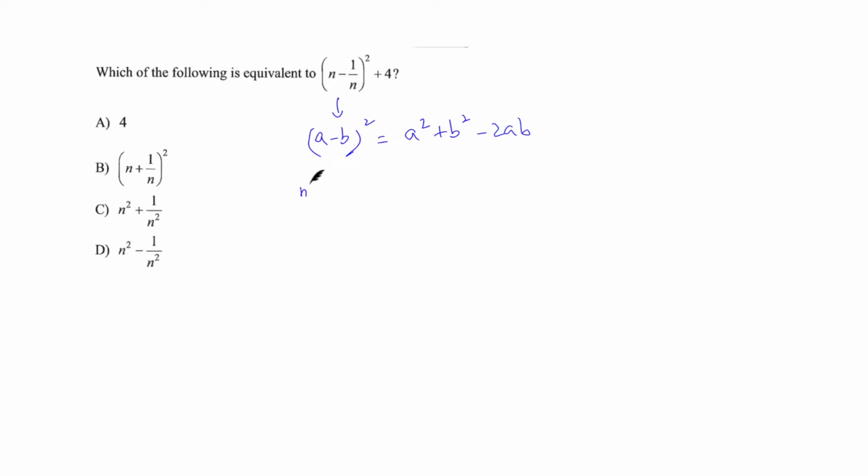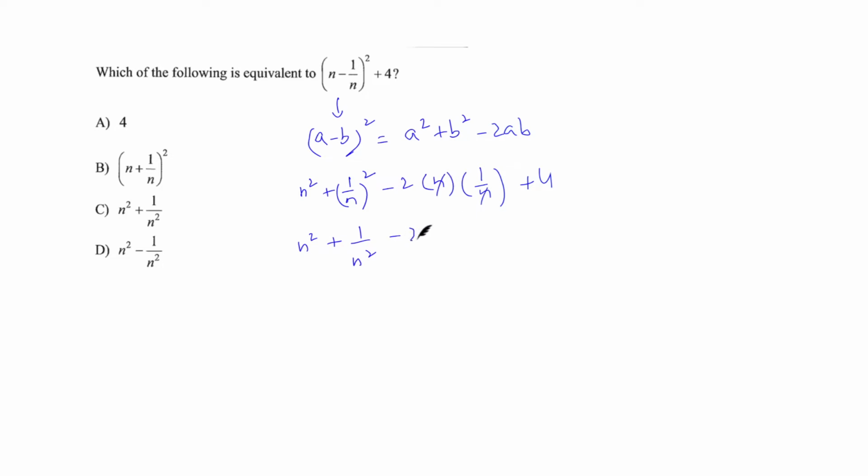We have n squared plus b squared, which is 1 over n whole squared. Lastly, we have minus 2ab. 2 into n into b is 1 over n. And lastly, we have plus 4. Just be careful with the signs and with the brackets. Okay, n squared plus 1 over n squared. And this cancels out with this.